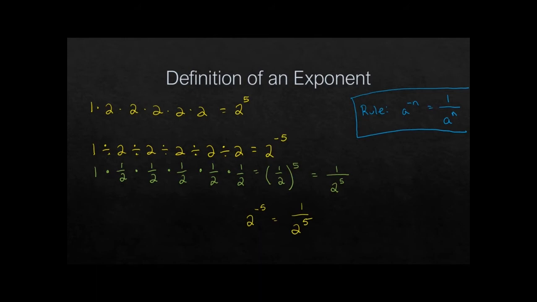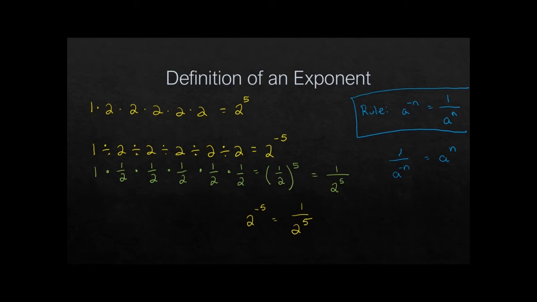And it also works the other way: if you have a negative exponent in the denominator, that's the same as a positive exponent in the numerator. So you can go back and forth, and this comes from the definition of an exponent and looking at its analog. If we're multiplying multiple times, what happens if we divide multiple times?